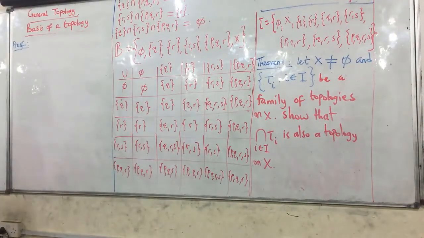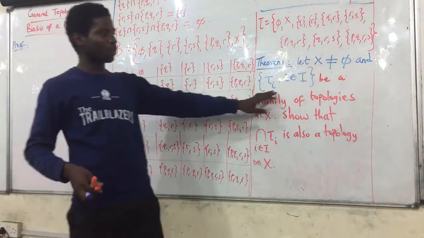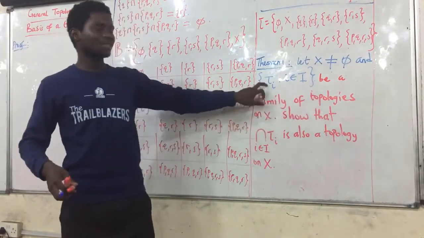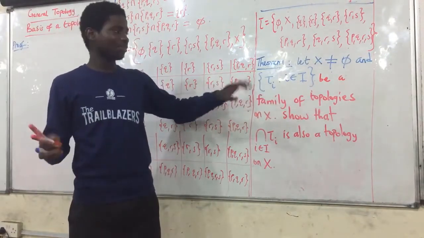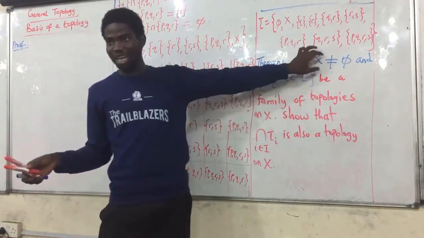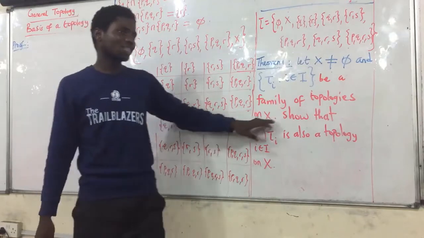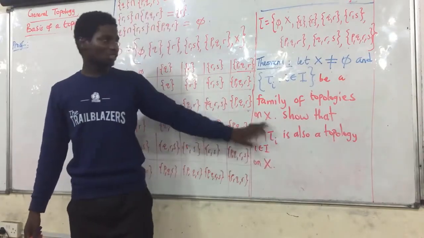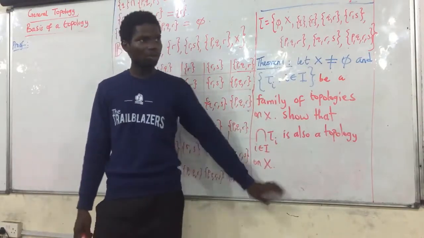They say let X be non-empty and take a family of topologies, that is T1, T2, T3, T4, T5, many of them. Let's define all those topologies on X. Do you understand? Now they show that the intersection of all of them is also a topology on X.